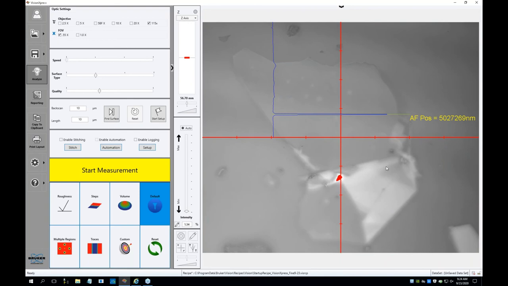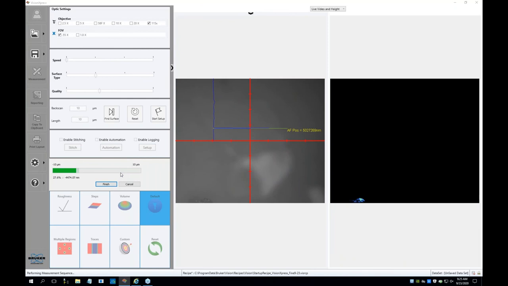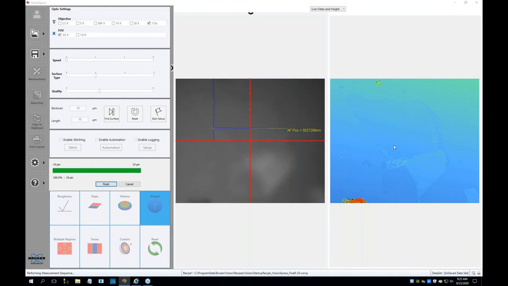We see already some nice contrast where there will be multiple terraces, and then we can see whether, by refining the fringes, we have the intensity, and simply start the measurement. While the system scans vertically, it rebuilds the surface live. Scanning just took a couple of seconds for that graphene, and now the system is post-processing the data, as we have a mode where we gain sub-nanometer vertical resolution.